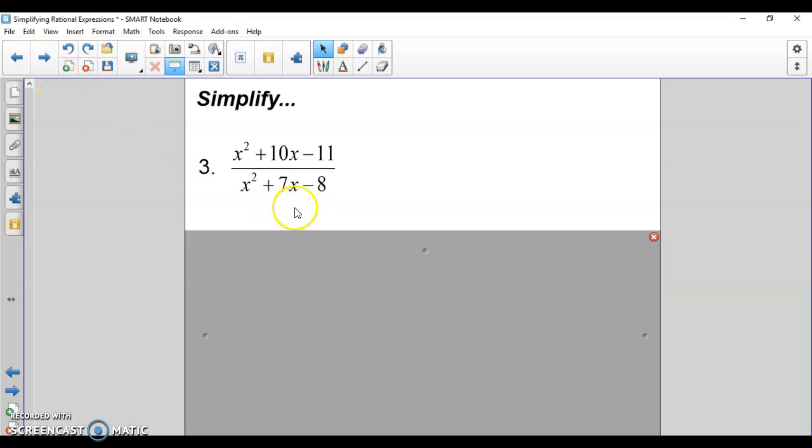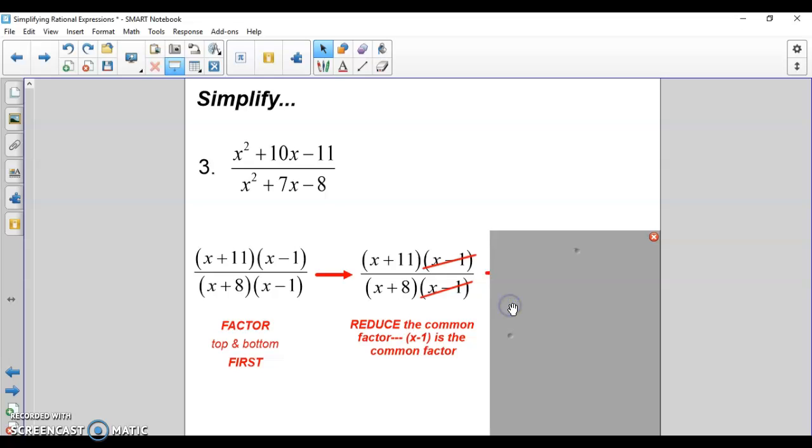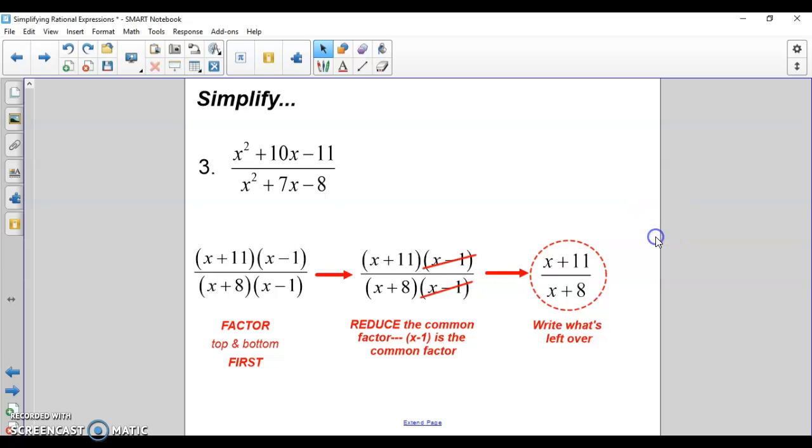Back to more factoring, but factoring both top and bottom. So the first step, you factor top and bottom. Remember, factors of negative 11 that add up to 10. Factors of negative 8 that add up to 7. So factor top and bottom first. Cancel out the common factor. Rewrite what's left over, which is your answer. So I got that.